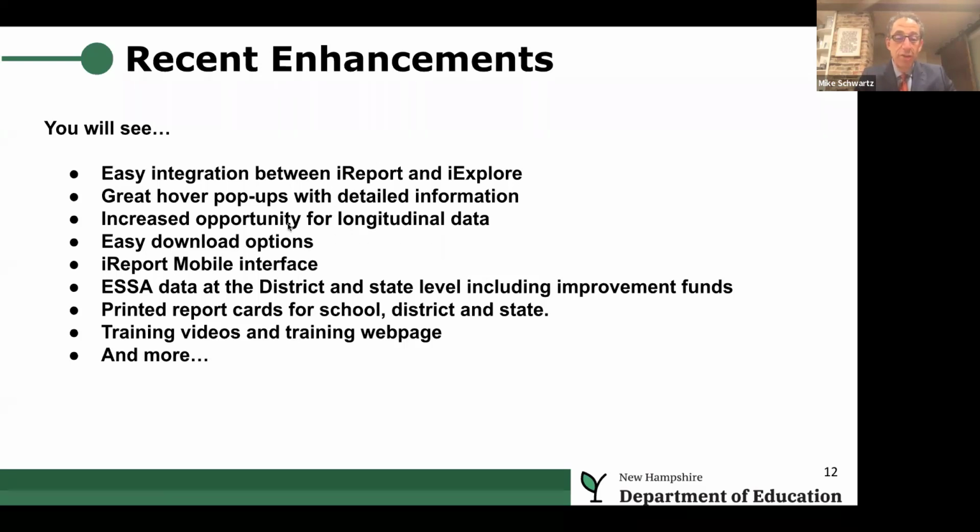There's download, so you can download the data to Excel and then play with it yourself. This works better on a mobile device than it did in the past. And there's printing report cards, which is a great thing. If you want to print out a report card for a given school or district within the area you represent, you can do that very easily. And for most of our recordings, we make sure that we record and post videos of how to use the system. Those are also posted and available throughout the system.